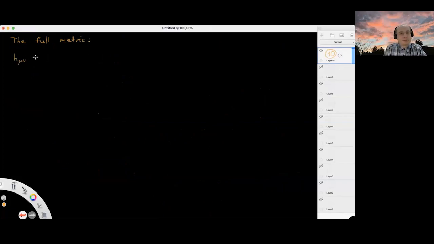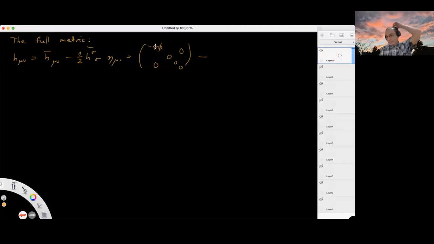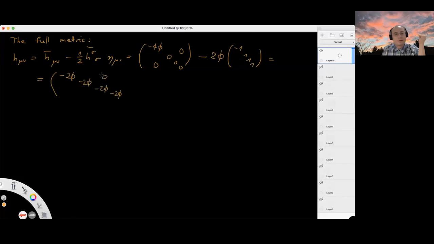So let's go back to the metric itself. That's h bar mu nu minus 1/2 h bar eta mu nu, which in the matrix notation is minus 4 phi, 0, 0, 0, and zeros off the diagonal, minus. The trace of this is minus this plus this plus this plus this. This is 4 phi. We're taking half of this, so this is 2 phi. And here we got the eta. So that's minus 2 phi, minus 2 phi, minus 2 phi. Okay, so this is minus 2 phi times the unit matrix.